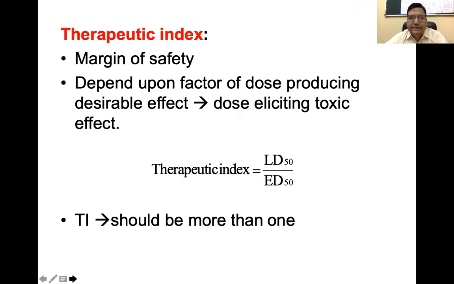The next terminology is very important, that is the therapeutic index, by which we can know about the margin of safety of a drug. It depends upon the ratio of the dose eliciting a toxic effect to the dose producing the desirable effect. That means the lethal dose in 50% of the population of animals divided by the effective dose in 50% of the animals. This is commonly used for experimental purposes, and it should be more than one. That means the effective dose should be lesser as compared to the lethal dose, otherwise we cannot use such a drug.